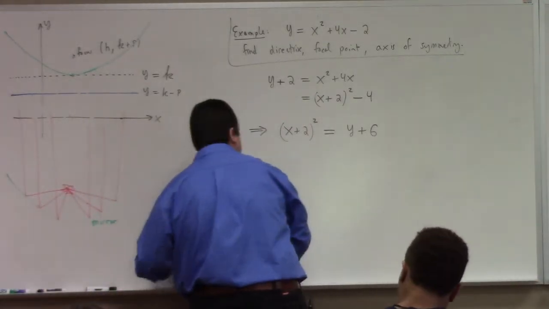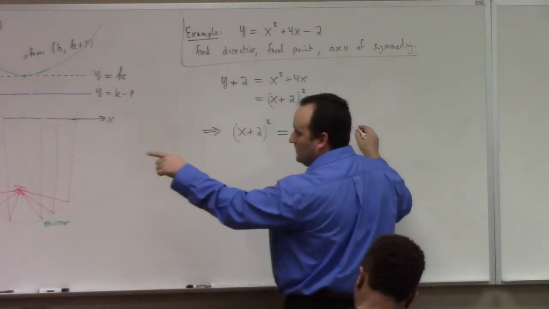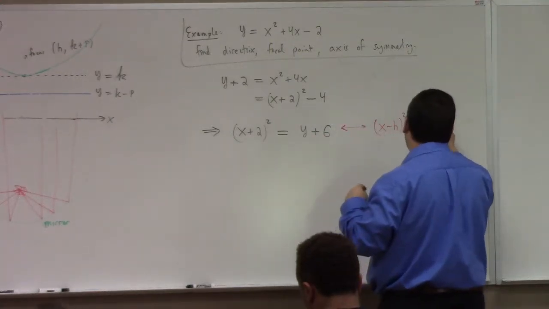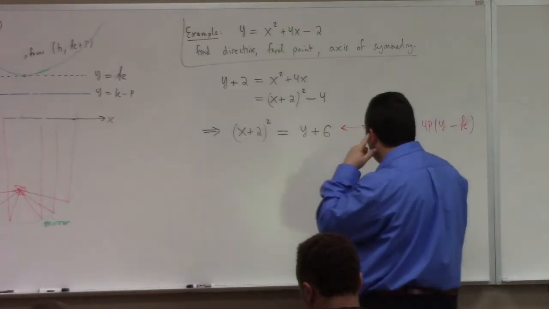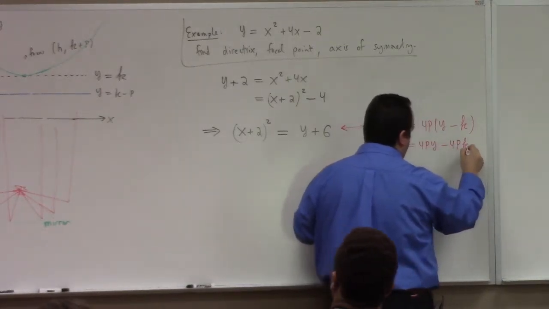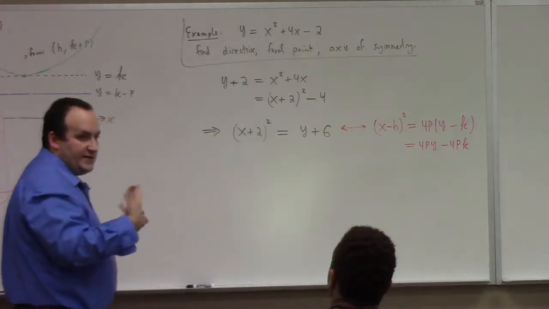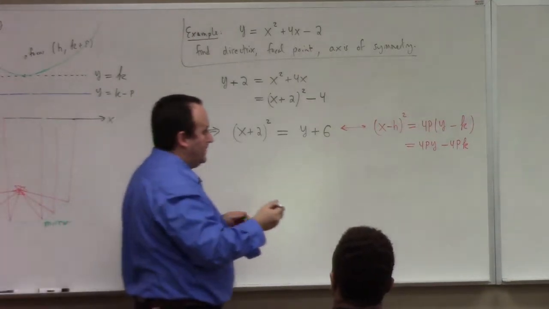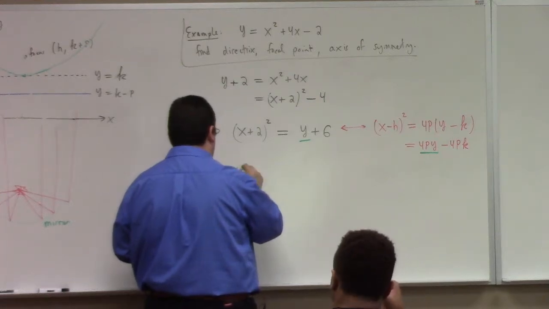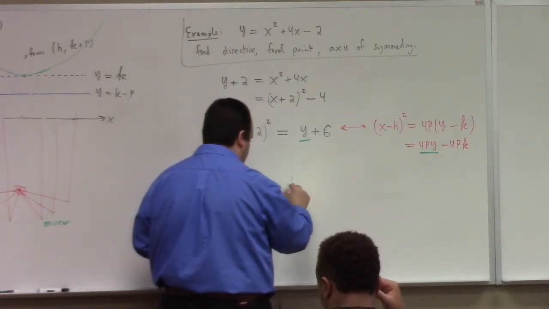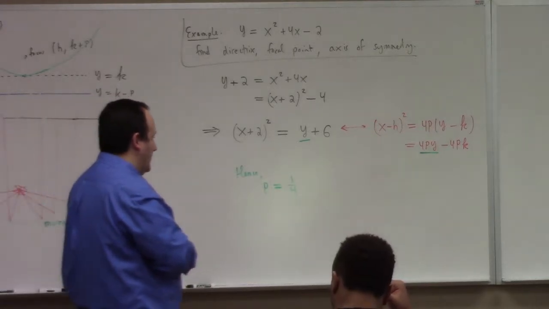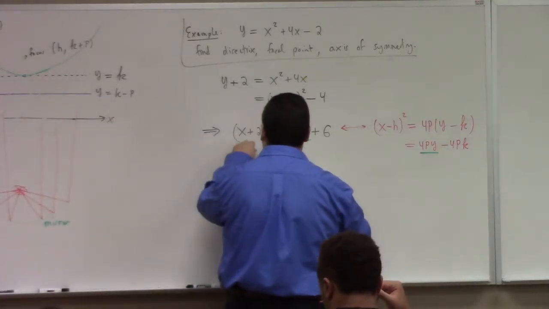Now we basically do pattern matching. We've got x minus h squared equals 4p times y minus k. If we multiply that out, that gives us 4py minus 4pk. So the coefficient next to y is 4 times p. It has to match that, which tells me that p is equal to 1/4. And what else can you say? I can also see, without more work, that h is equal to what?